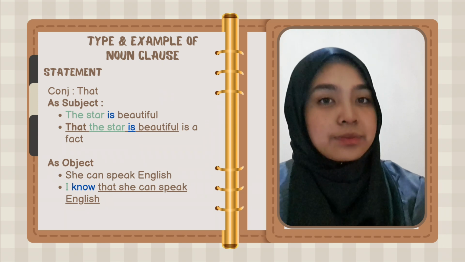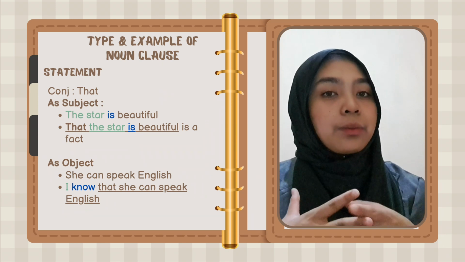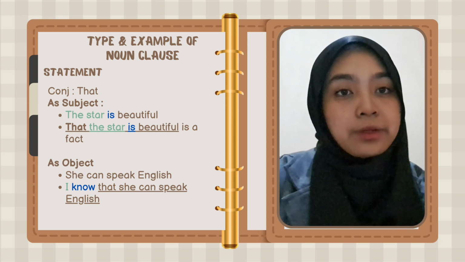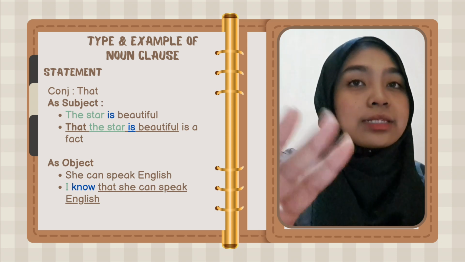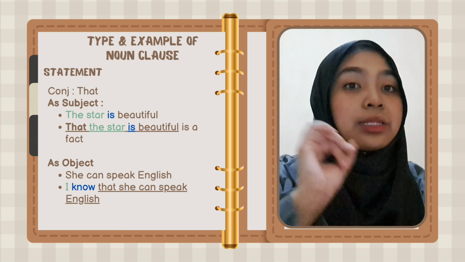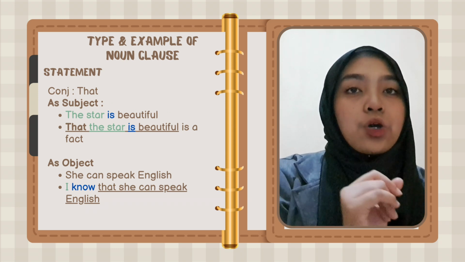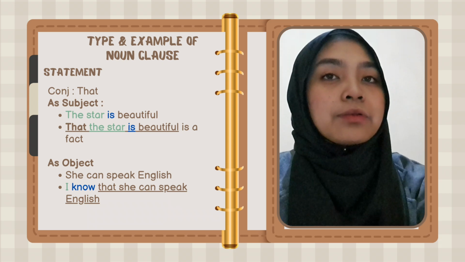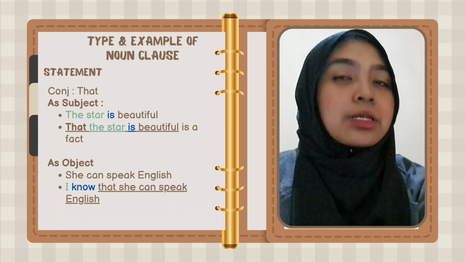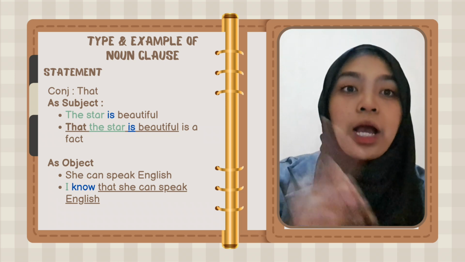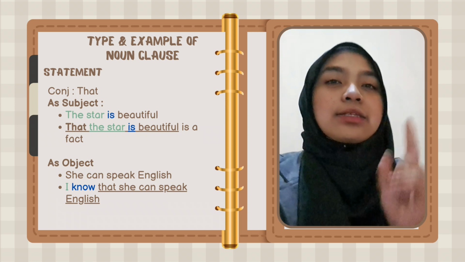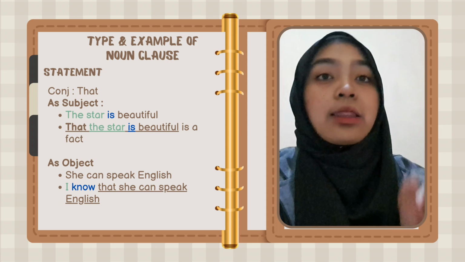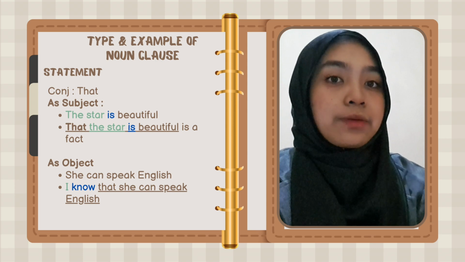Actually there are some types of noun clause, but on this occasion I'm just focusing on statements only. For the statement, we have the conjunction that we use. Here I have examples of the noun clause as a subject and object. So let's discuss. I have a sentence: The star is beautiful. It changes to: That the star is beautiful is a fact.